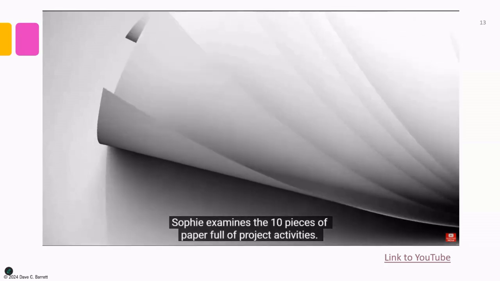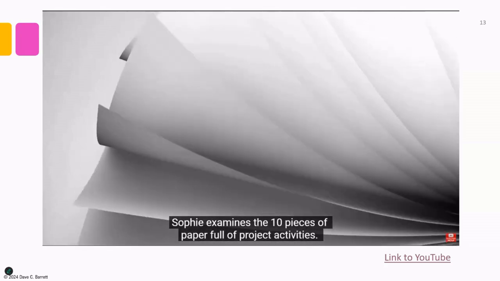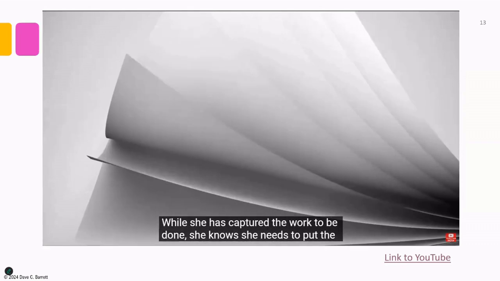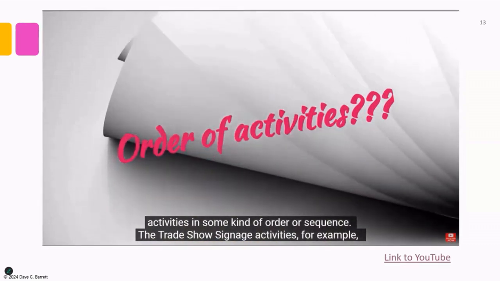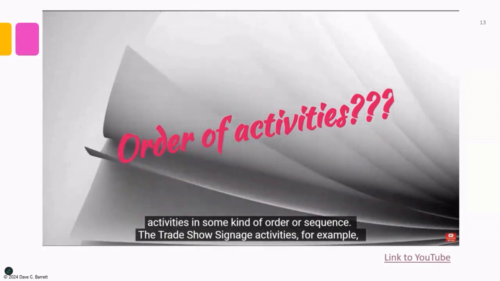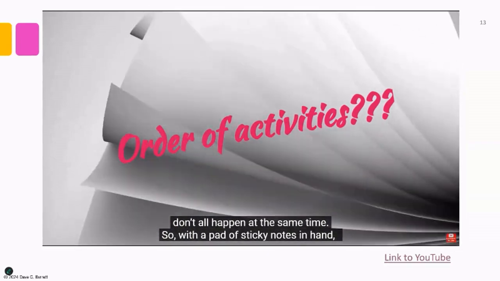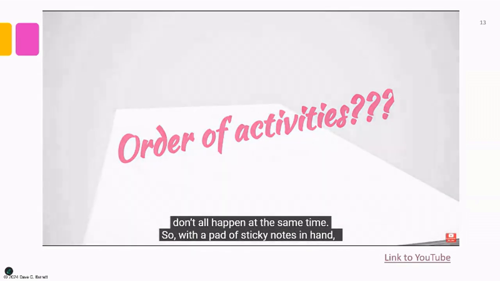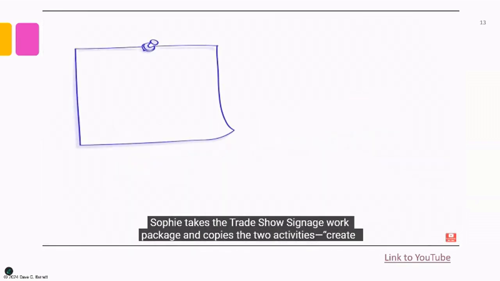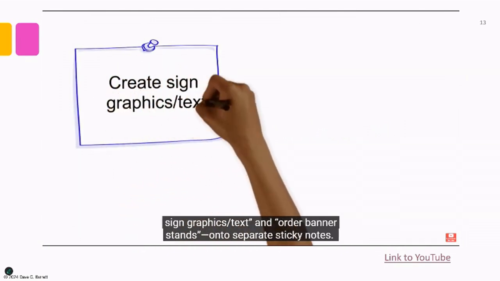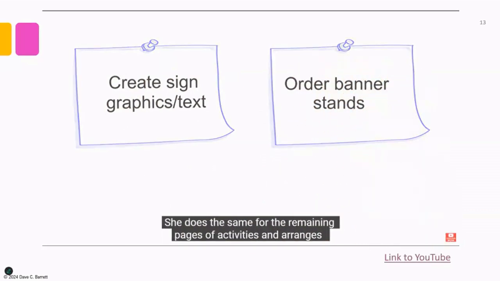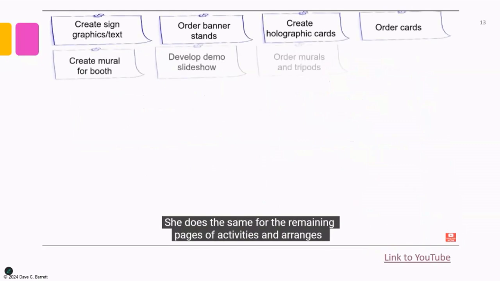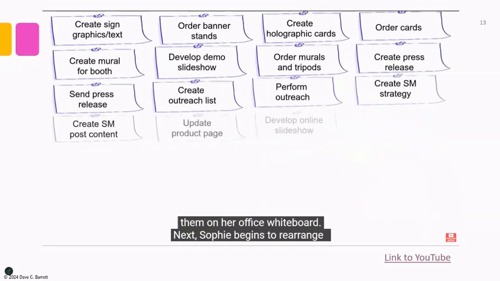Sophie examines the 10 pieces of paper full of project activities. While she has captured the work to be done, she knows she needs to put the activities in some kind of order or sequence. The trade show signage activities, for example, don't all happen at the same time. So, with a pad of sticky notes in hand, Sophie takes the trade show signage work package and copies the two activities, create sign graphics / text and order banner stands, onto separate sticky notes. She does the same for the remaining pages of activities and arranges them on her office whiteboard.